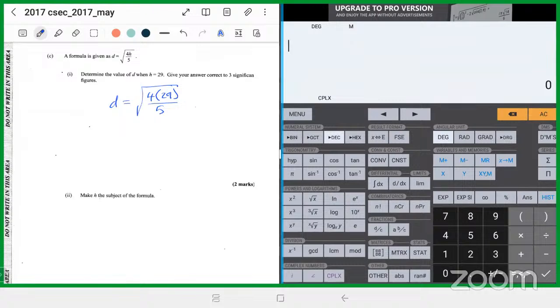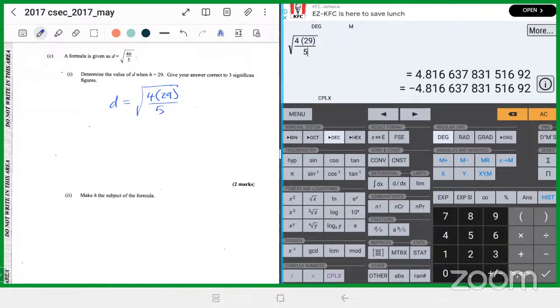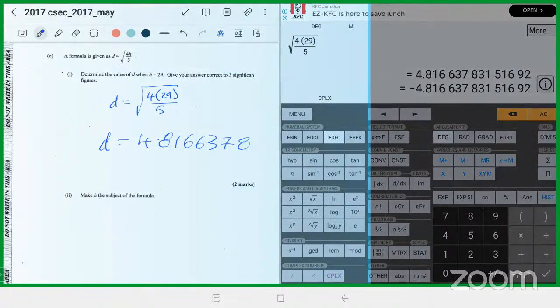So it's the square root of a fraction of 4 times 29, and we're dividing that by 5. It's giving me 4.8 something. It's to give the answer to 3 significant figures. Let's work that out now. So initially, we are getting 4.8166378 and so on, right? Let's talk about the three significant figures thing now. So we'll work it out.